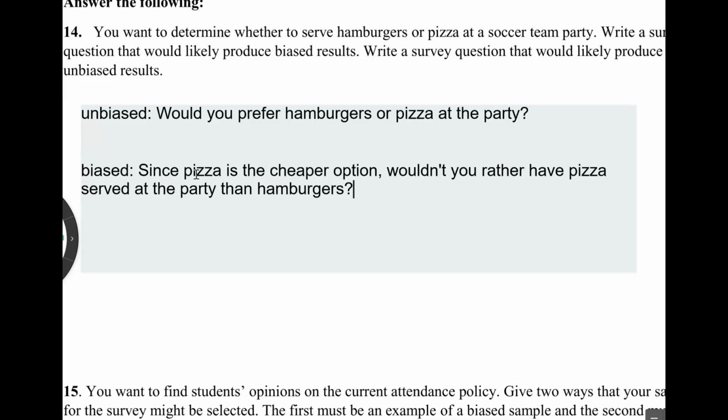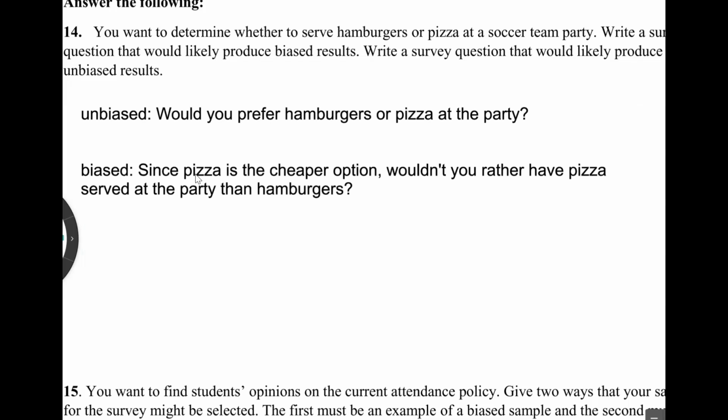Unbiased? Let's have Talia. Between the two, would you rather have hamburgers or pizza? I like how you prefaced it with "between the two," because these are the only two options, so unfortunately you can only choose one. It's not allowing them to say, I want sushi. No, you little child, you have two options, that's it. Can't pick sushi. I grew up with children like that.